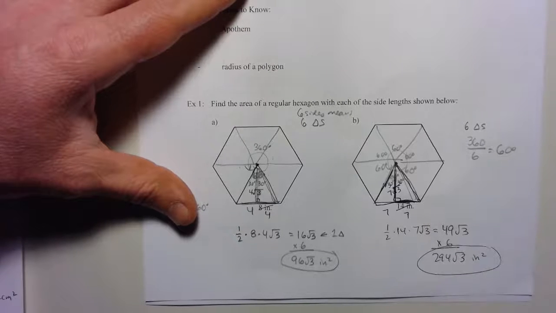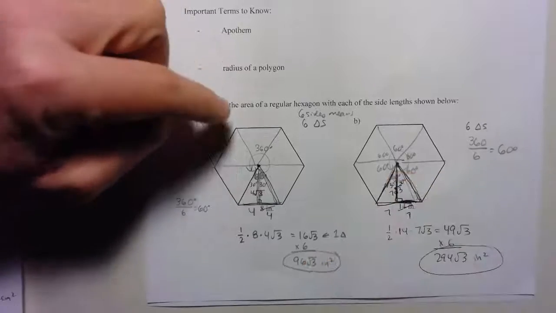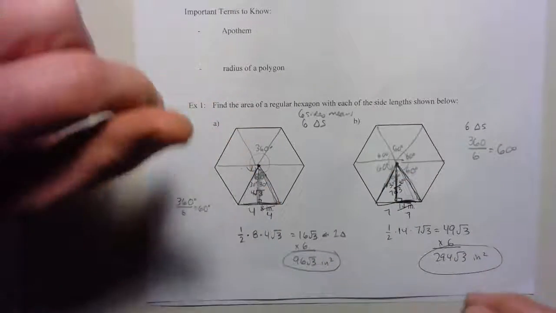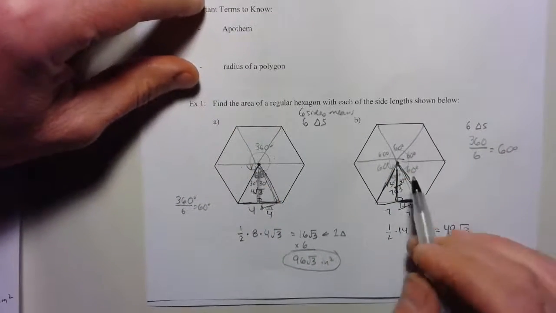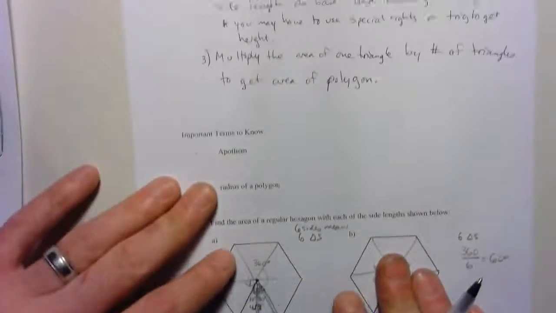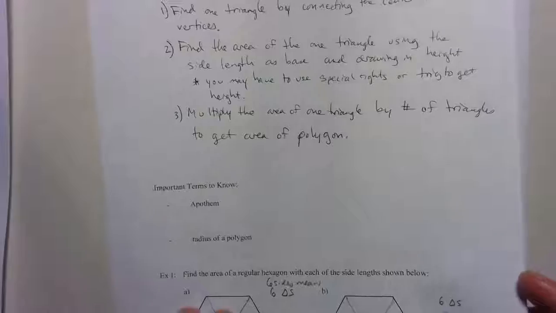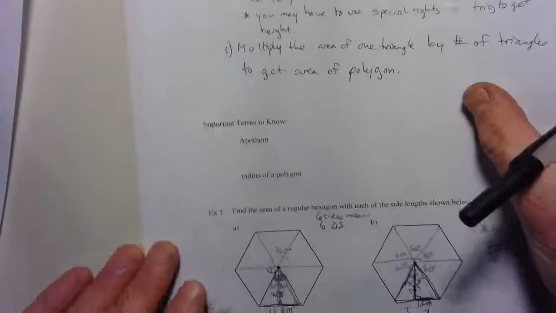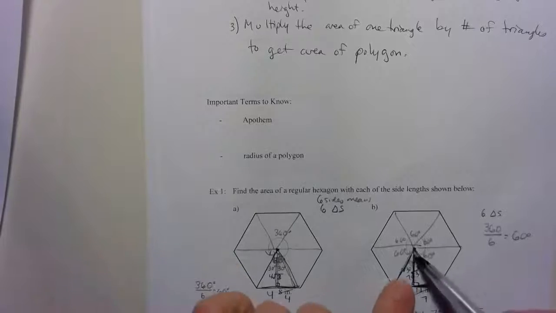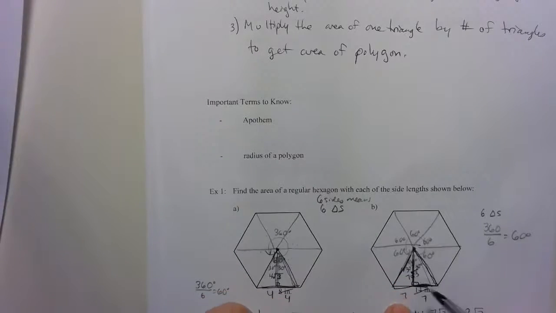So if it's going to be a hexagon, you're always going to have a root 3 in it. And if it's a hexagon, these angles are always going to be 60. I'm going to come back to these terms in a second. Actually, I can come to these terms right now. This height right in here is called the apothem.